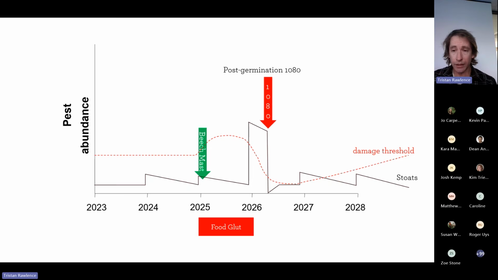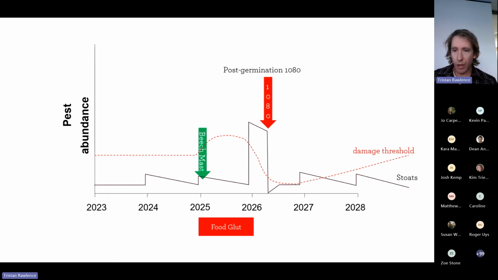And we kind of expect things to go a bit like this, which is stoats have a pretty good breeding season in the spring of the mast year, and then they have a short period of time here above the damage threshold, and then we do a post-germination 1080 operation to get them back down to low levels.